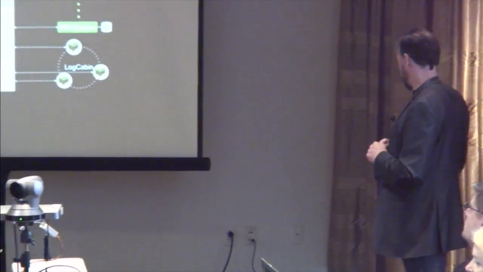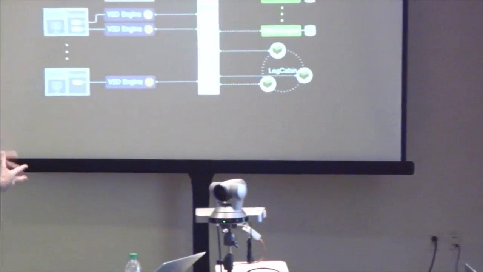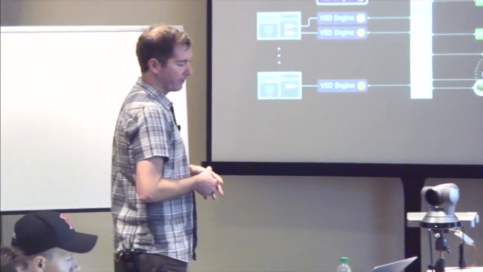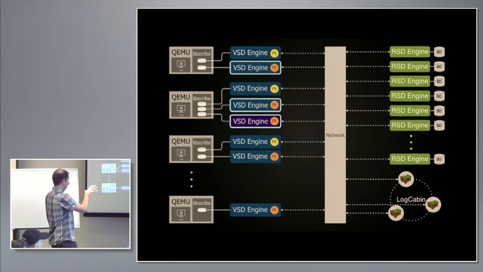So this diagram illustrates how everything fits together, and you'll notice there are no lines here for nodes. This is a cluster as a whole. So you've got all of your VMs that are running on the cluster on the left, running in QEMU processes. And then on the very right, you have all of your block devices. These are the actual physical disks connected to all your nodes. So a QEMU process is attached to a few VSD engines, one for each virtual disk that's connected to that VM.